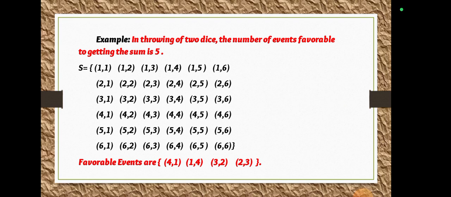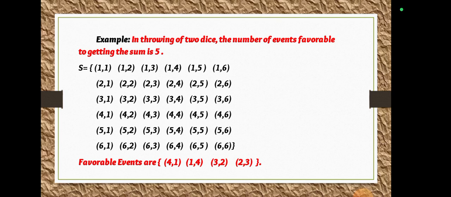In this example, throwing 2 dice, find the number of events favorable to getting the sum 5. Here, 2 dice are thrown. We get the following results: 1 1, 1 2, 1 3, 1 4, 1 5, 1 6, 2 1, 2 2, 2 3, 2 4, 2 5, 2 6, like that up to 6 1, 6 2, 6 3, 6 4, 6 5, 6 6. We have 36 outcomes from the experiment, which is the exhaustive case.